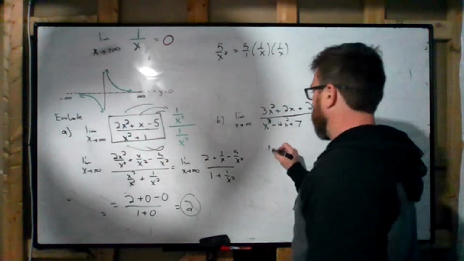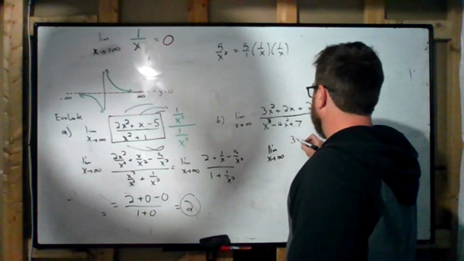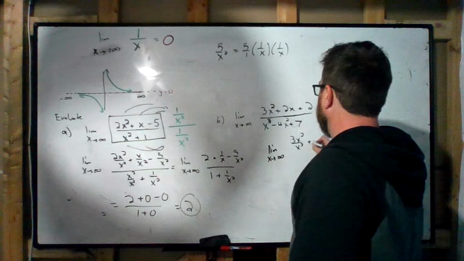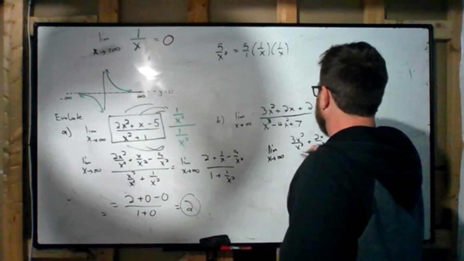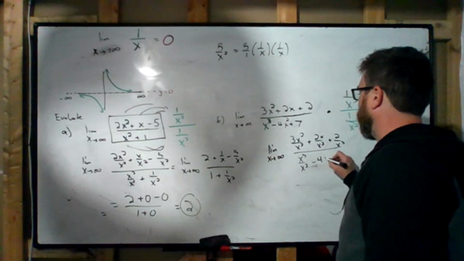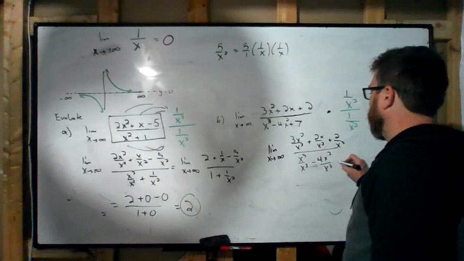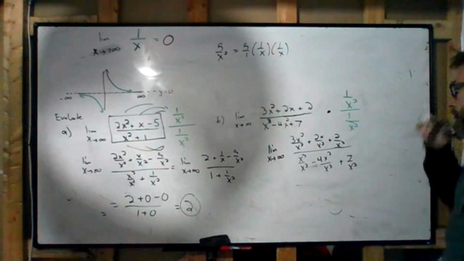And then when I multiply, this is going to be the limit as x approaches infinity of 3x squared over x cubed plus 2x over x cubed plus 2 over x cubed, all over x cubed over x cubed minus 4x squared over x cubed plus 7 over x cubed. I know, a little tedious, but it is what it is. At least it's all correct.